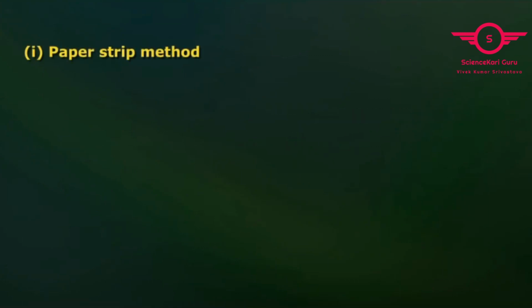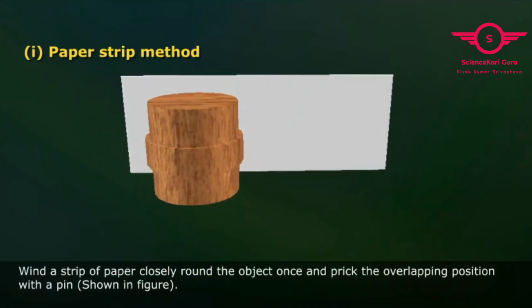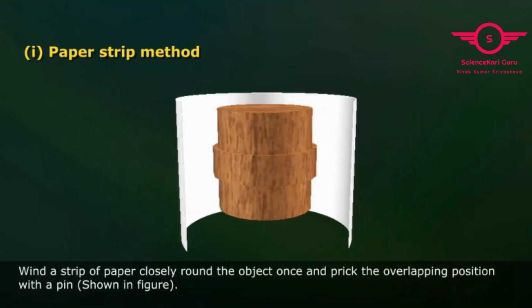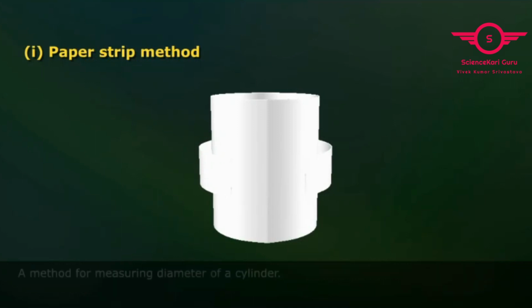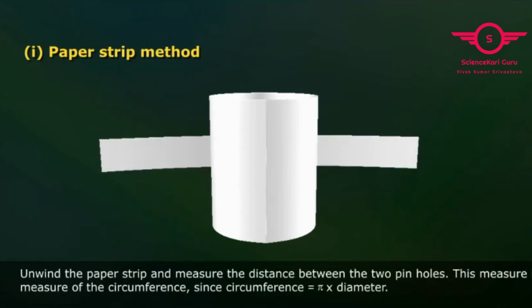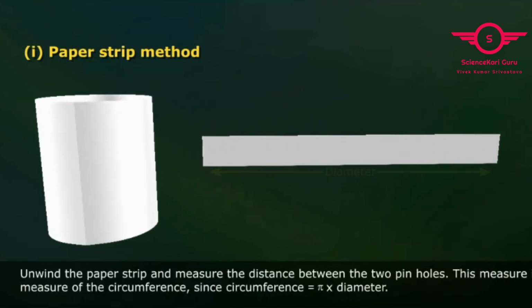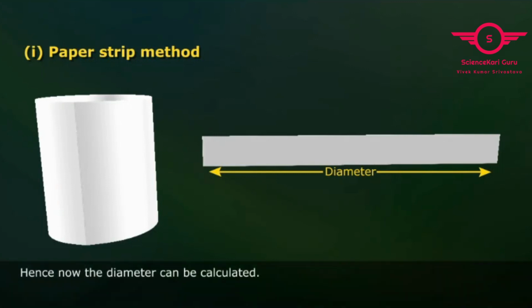Paper strip method. Wind the strip of paper closely around the object once and prick the overlapping position with a pin, shown in figure: a method for measuring diameter of a cylinder. Unwind the paper strip and measure the distance between the two pinholes. This measure is the measure of the circumference, since circumference is equal to pi into diameter. Hence, now the diameter can be calculated.